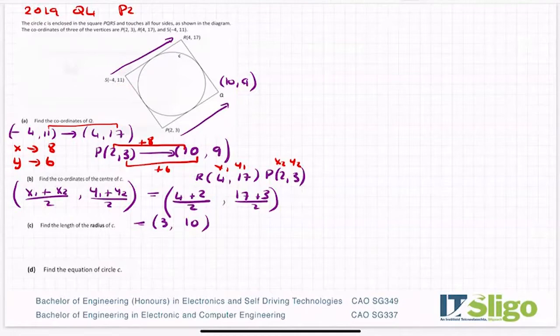Okay, so the length of the radius then. We've worked out that the center here is (3, 10). Our radius then is from the center out to one of the corners, okay? So the most natural place to draw it is like that. But of course, the radius of a circle can be anywhere, okay? So I think if you draw it from here out to one of the edges, it doesn't matter which edge, okay?